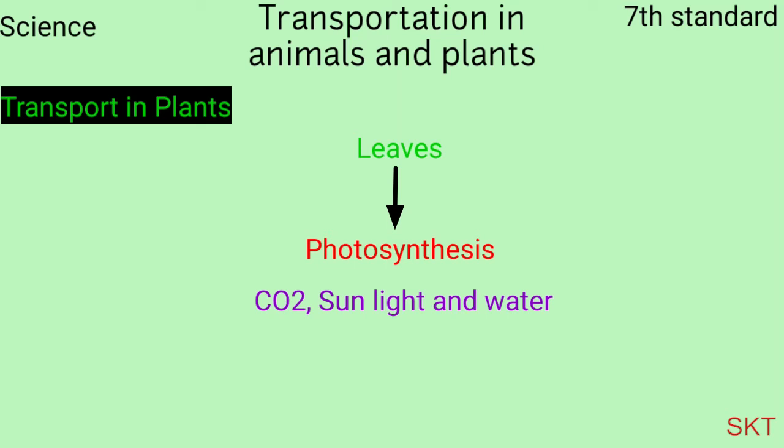Carbon dioxide and sunlight are present in the atmosphere and are easily available, but water is difficult to get because it should be supplied from base to the top of the tree. It may make you wonder how tall trees transport water from their base to their top. So now let us understand the transport of water and minerals.